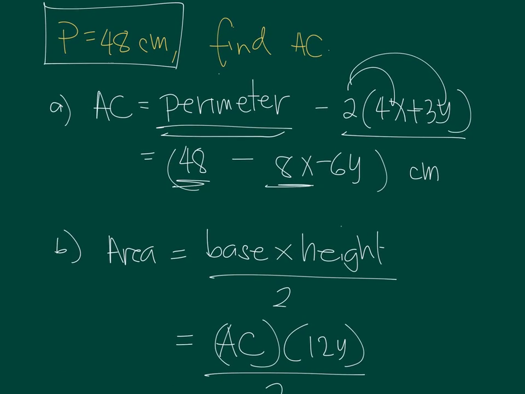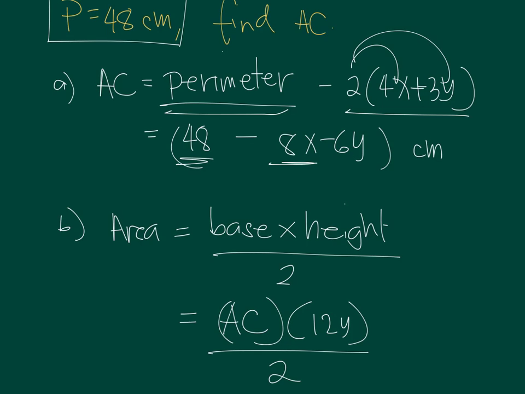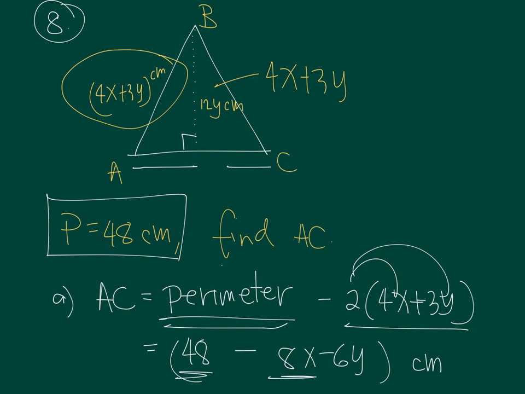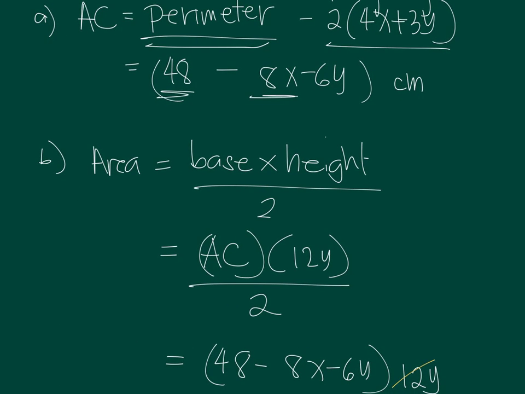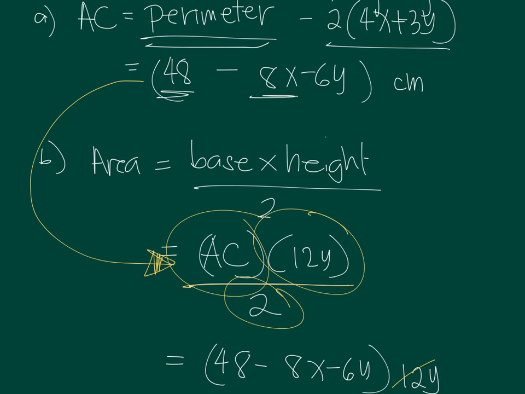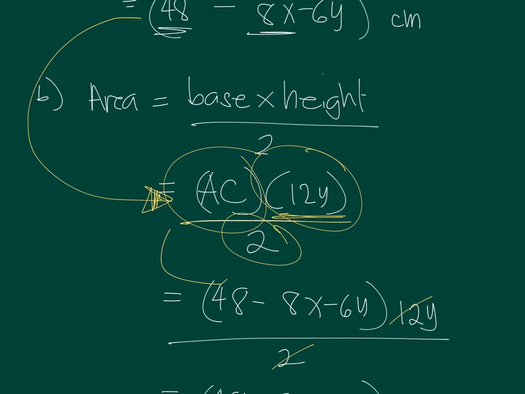Okay, so letter B, what we want to do here is to find the area. So you have to know the area formula for a triangle. That's base times height divided by 2. Now, in letter A, we found AC, and AC is actually the base. The height is given as 12y. So base times height, that's AC times the height 12y, and then divided by 2. Now put the AC expression, what we found in letter A: 48 minus 8x minus 6y times the height 12y divided by 2.